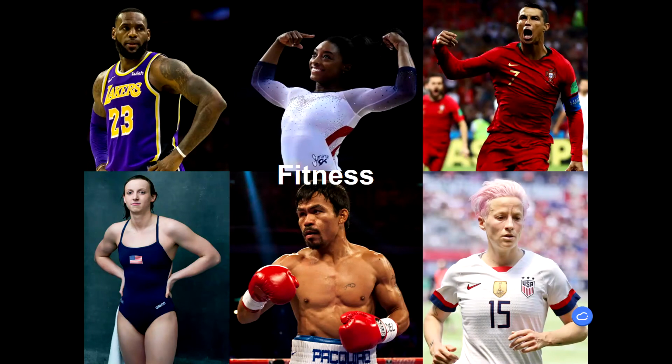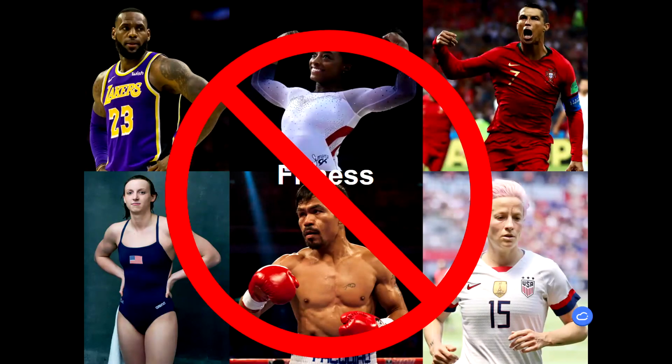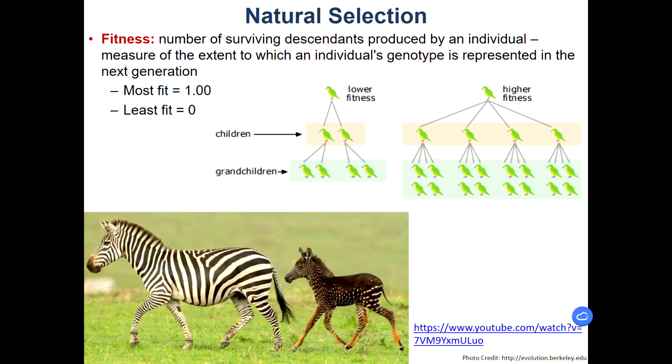In biology, this is not the fitness that we are thinking of. This is incorrect. Actually, 3 of these individuals in these pictures have a 0 fitness in terms of biological fitness. That is because fitness, when we're thinking about it in a biological sense, is the number of surviving descendants produced by an individual. So how many offspring does a person have that survive to reproductive age? That is your fitness. 3 people on that last slide do not have any children, so their fitness is 0 because they have not reproduced at all.